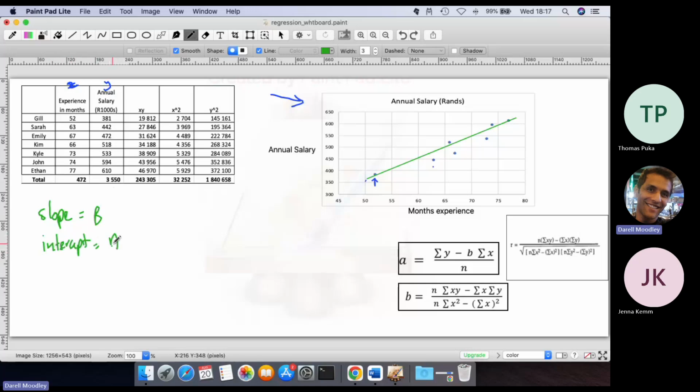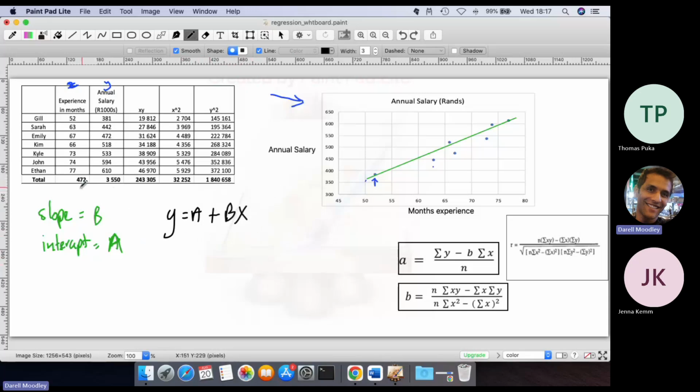And that'll be your A. So in other words, we need to know A and B, so we can write the equation as, let me change the color. The equation will be y equals A plus bx. Okay. All right. Now that's what we're going to determine using our calculator.